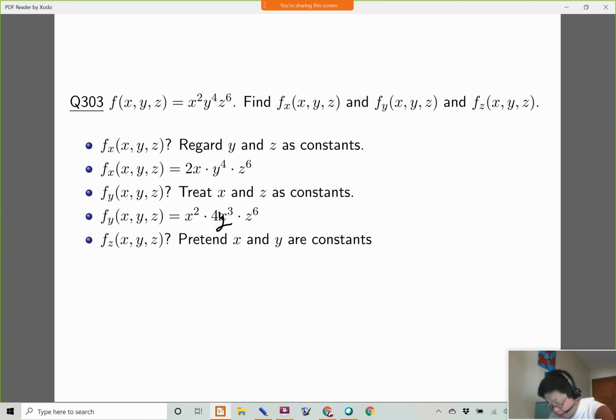For this third part, partial derivative with respect to z, now z is treated as a variable, x and y are treated as constants. So we can copy the x squared and y to the fourth parts, because these parts are constant, and just differentiate z to the sixth. And so that derivative should be x to the second, y to the fourth. Those were copied. Those were considered constant right now. This z to the sixth part is differentiated, and we get 6z to the fifth.